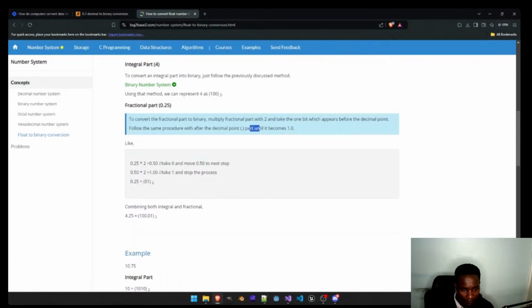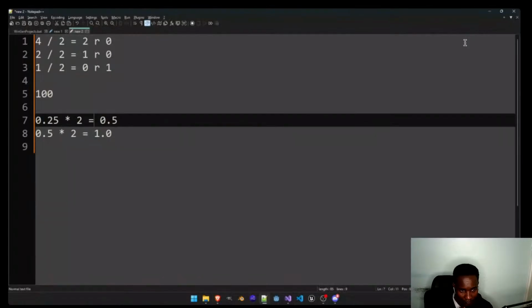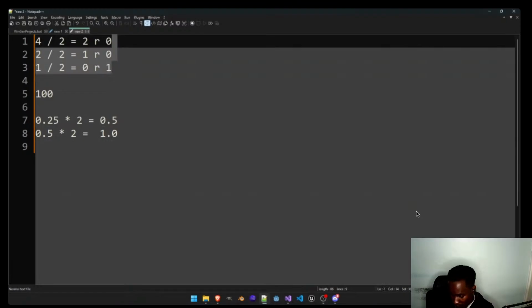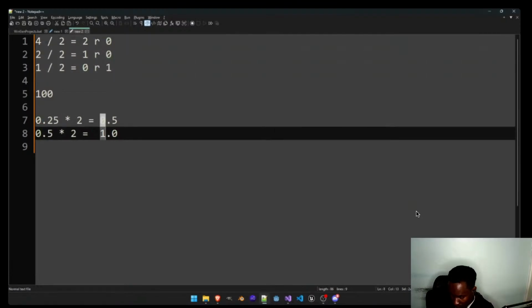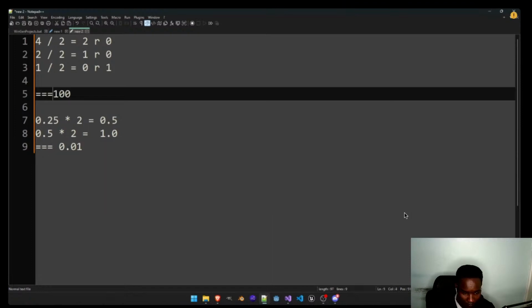It becomes 1. So for this one, the order changes. Since we are dealing with floating point numbers, instead of taking them down going up, we take it up going down. So this one would be 0.01 in binary. That would be the value in binary. Let me just use 3 to represent the binary value.